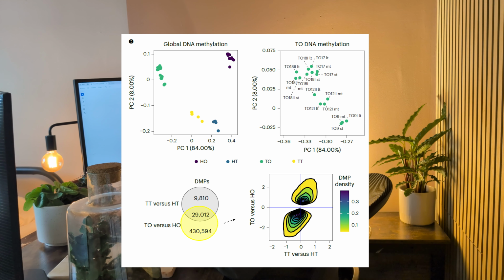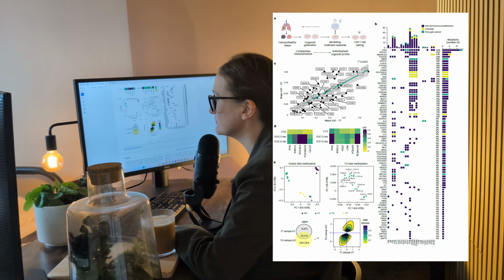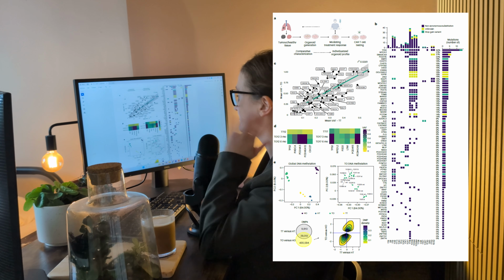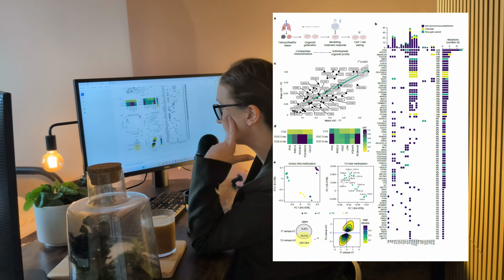Finally, Panel E shows DNA methylation profiling, where tumouroids cluster with their parental tumours and remain distinct from healthy tissue, confirming preservation of epigenetic identity. Together, this figure establishes lung tumouroids as a faithful, patient-specific model for therapeutic testing.